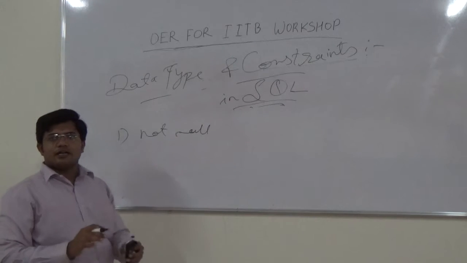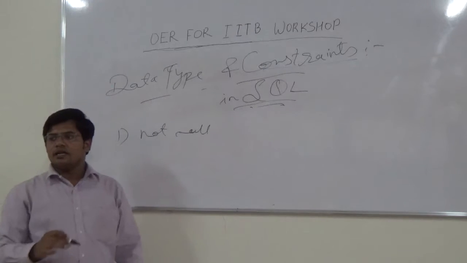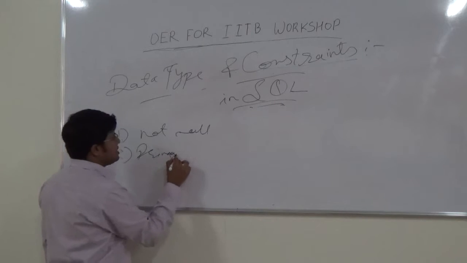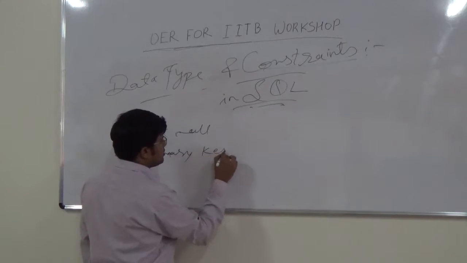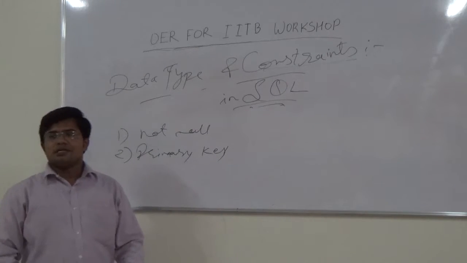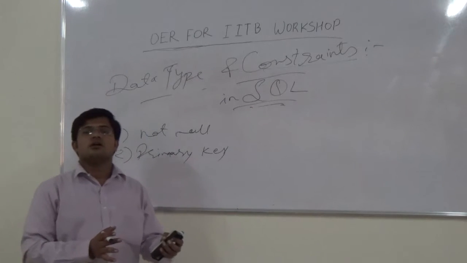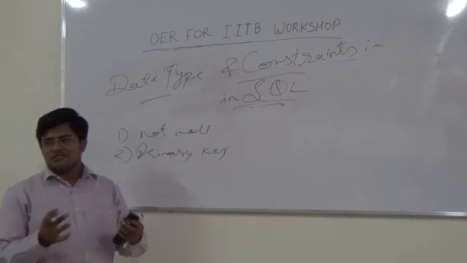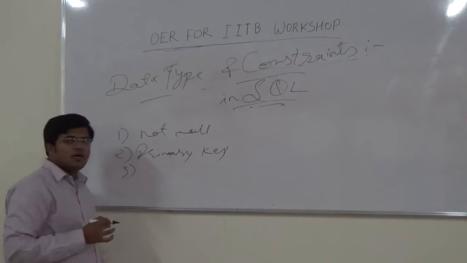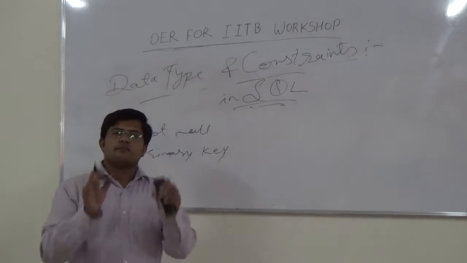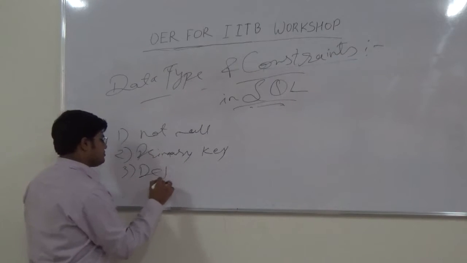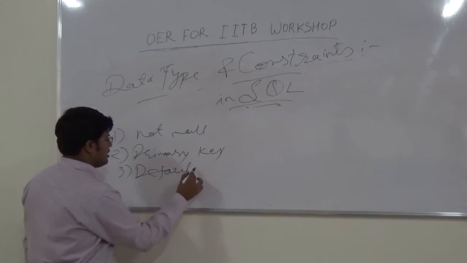Not null means that in a database we don't have any blank entry. Then the next one is the primary key. The primary key is up to the DBA, the database administrator, who develops the database. With a primary key we don't have duplicate entries and we don't have null entries. Then the third one is the default constraint. Default constraints are part of the particular SQL software which we are going to use.